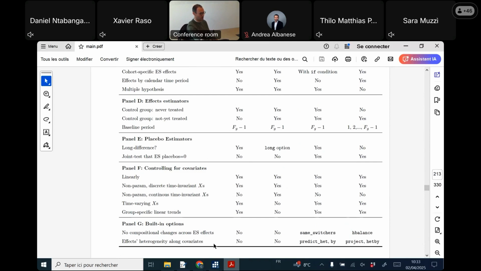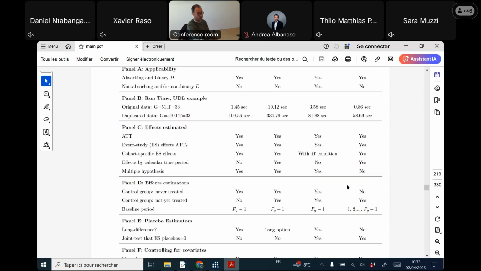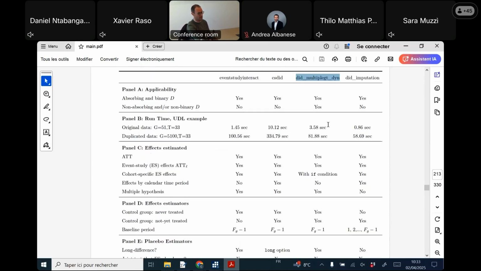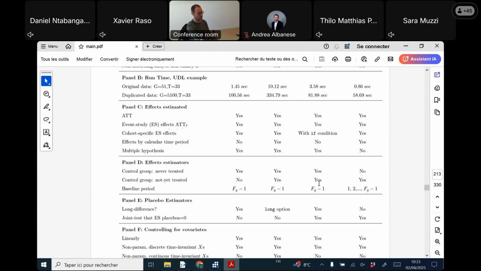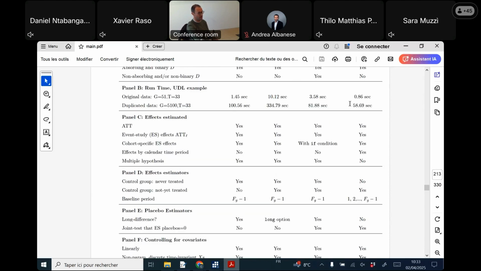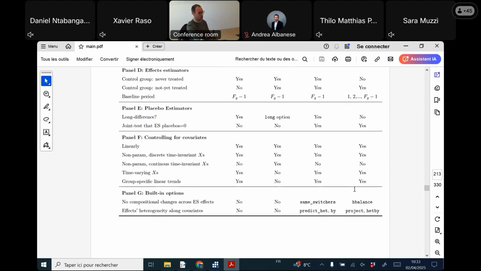And one feature that I like to highlight is that, like all this literature, the starting point is a concern for heterogeneous treatment effects. But then it becomes interesting to actually investigate if treatment effects are heterogeneous or not. And two of the packages, the DID multiple GTD1 and the DID imputation, have built-in options to allow you to test for heterogeneous effects.